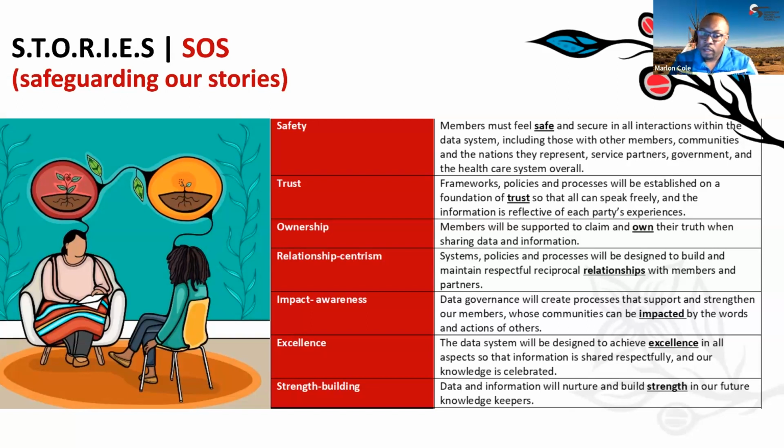Then now we have impact awareness. Data governance will create the process that support and strengthen our members and whose communities can be impacted by the words and the actions of others. The impact. Then we have excellence. Then finally, we have strength building.